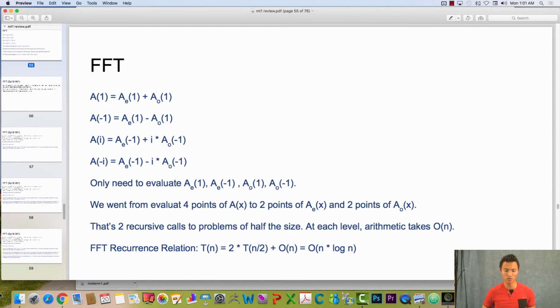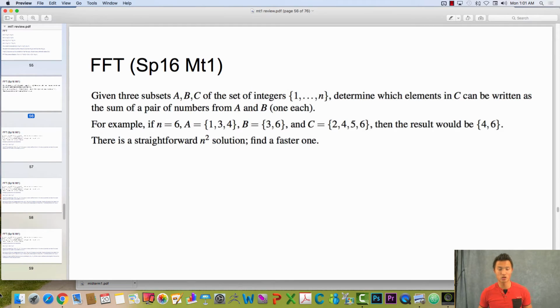So don't look at the question title, but I'm given 3 subsets of a set of integers, and we know the integers have to be between 1 and n. I want to know which of the elements from C can be written as a sum of a pair of elements from A and B. I can only take one element from A and one element from B, add them together, and check if this element is in C.